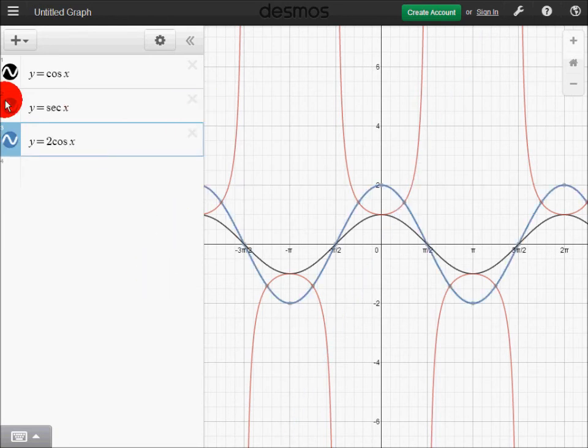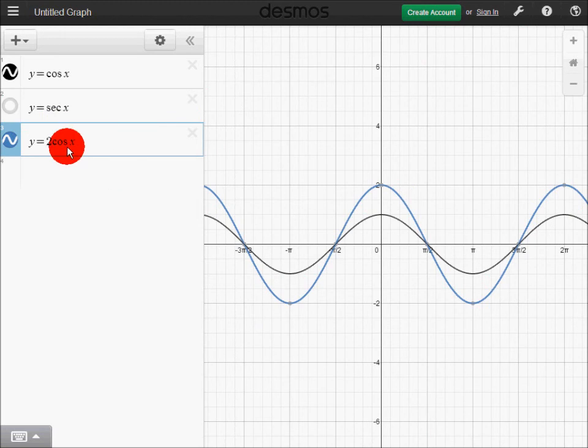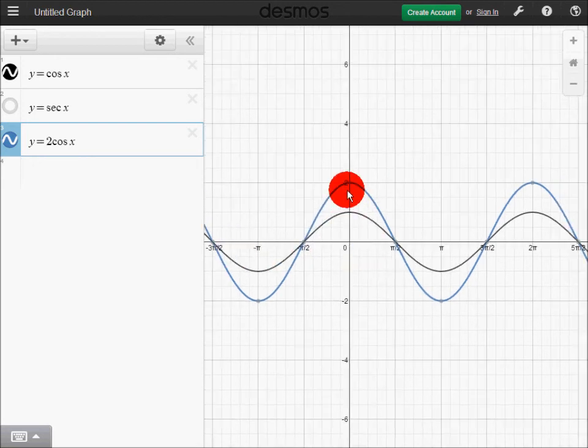The only thing it does here, let's hide this for now, is that for cosine, if you have a number in front of the cosine, you are vertically stretching the graph. So whereas the minimum and maximum were before -1 and 1, the new minimum and maximum are -2 and 2. But the period is still 2 pi. You haven't done anything with the period because the b value here is still 1.